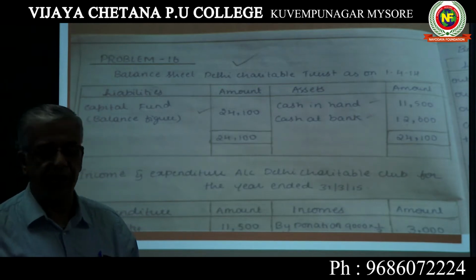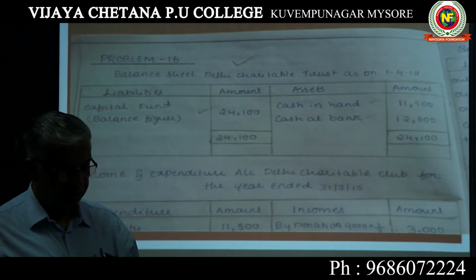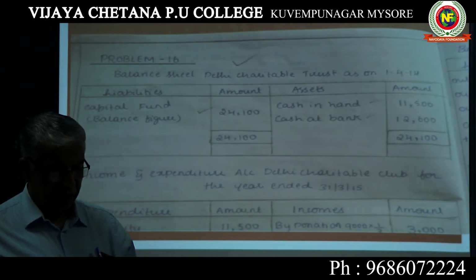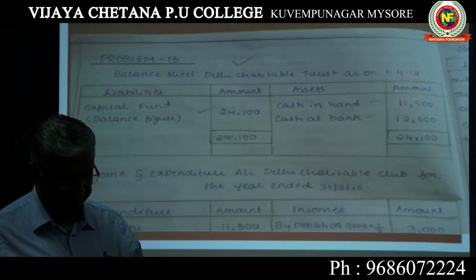Adjustment A, students: it was decided to treat 1/3 of the amount received on account of donation as income. Insurance premium was paid in advance for 3 months. Interest on investment, rupees 1,100, accrued but was not received. Rent rupees 600, salary rupees 900 and advertisement expenses rupees 1,000 were outstanding as on 31st March 2015.